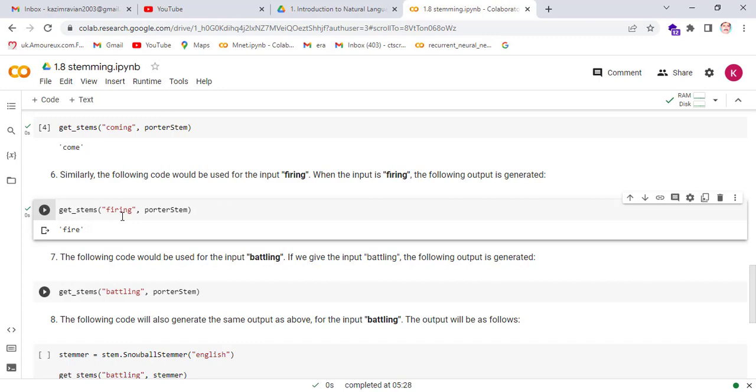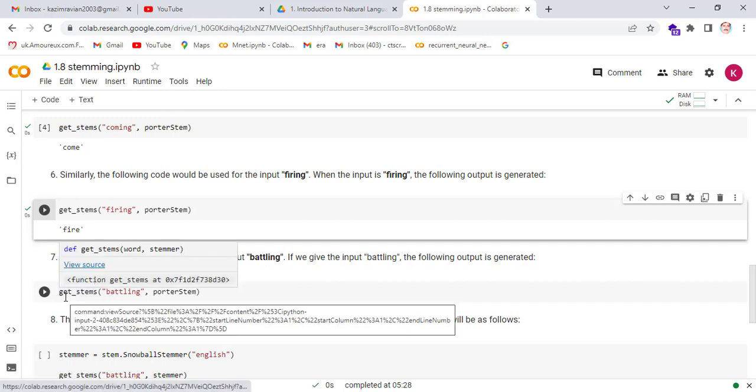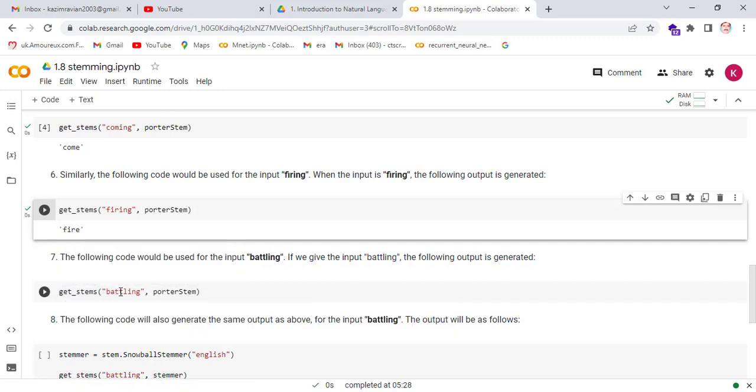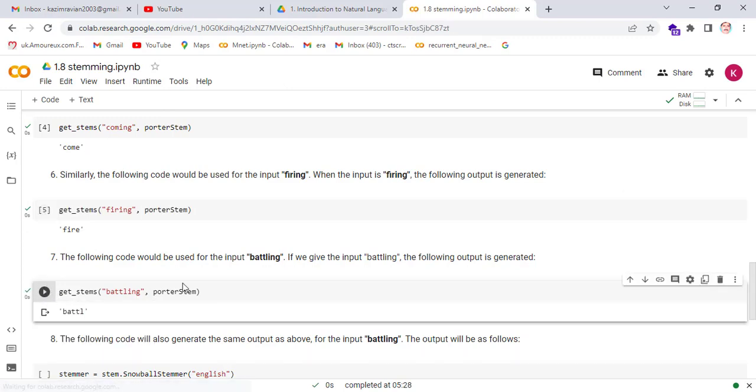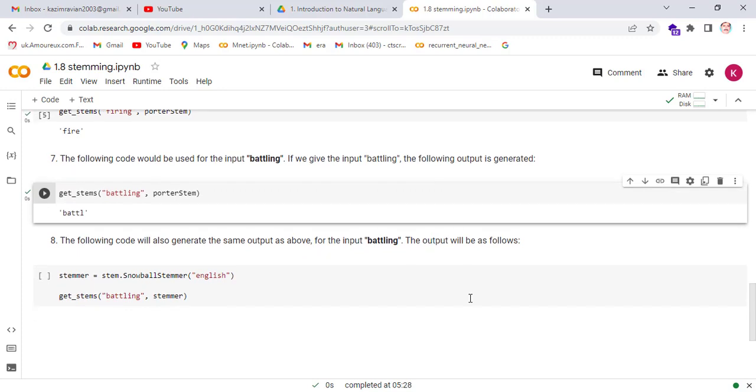Fire is the base form of firing. Call the get_stem function. Battling is our word which needs to be converted into its base form, with the porter_stem algorithm. Okay, that's great.